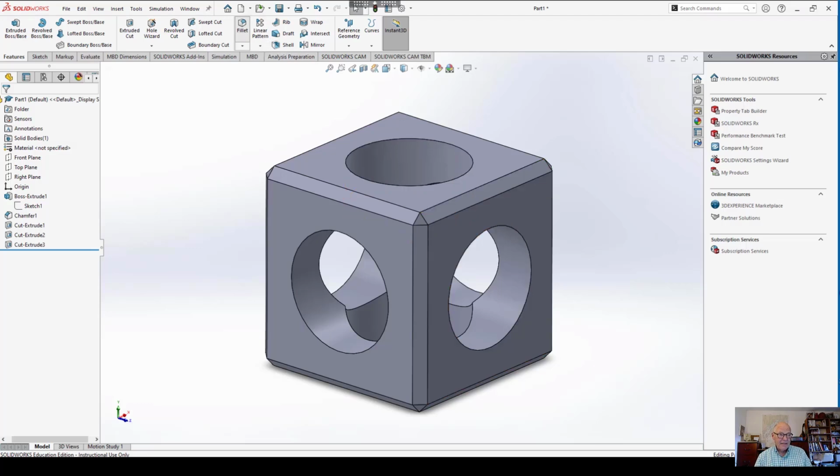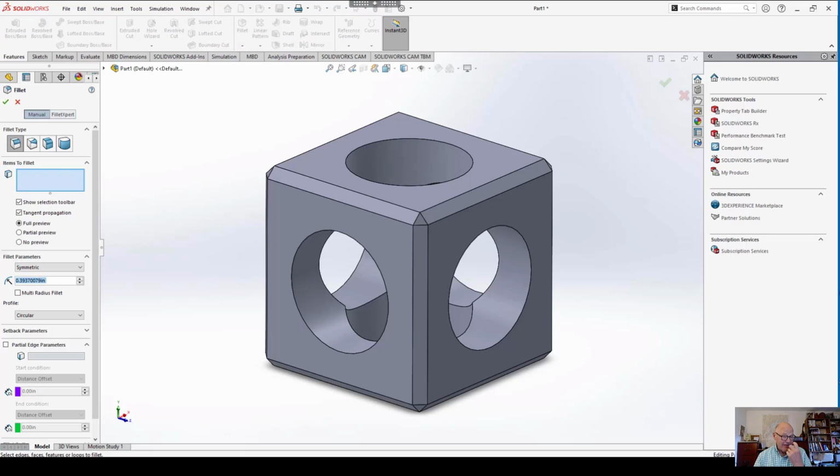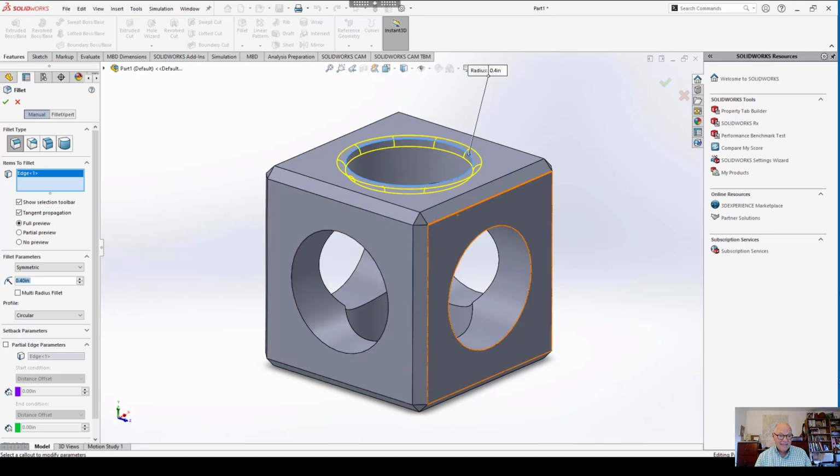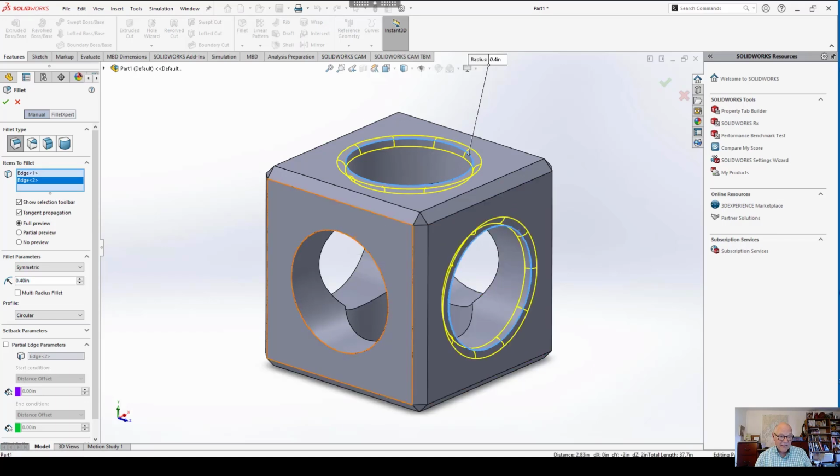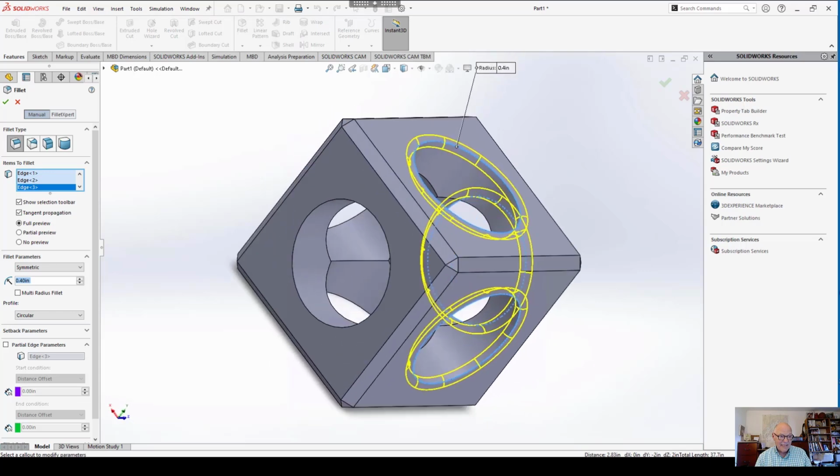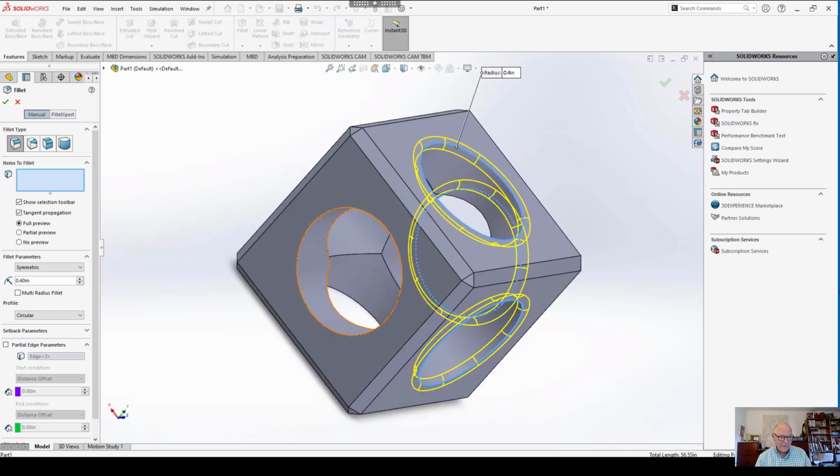A fillet is a radius that's tangent to two other surfaces. So I'm going to pick a fillet for this, and it's tangent to that surface and this surface. Let's make that 0.4. Now once I've done that, I'm not going to stop. Instead, I'm going to keep picking edges because I want all of these fillets to be the same size. Now there are 6 of them because there are 6 surfaces that it went through.